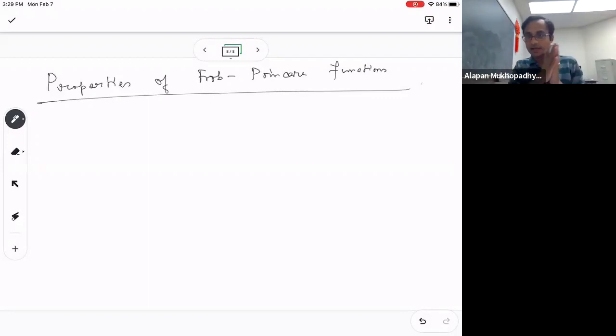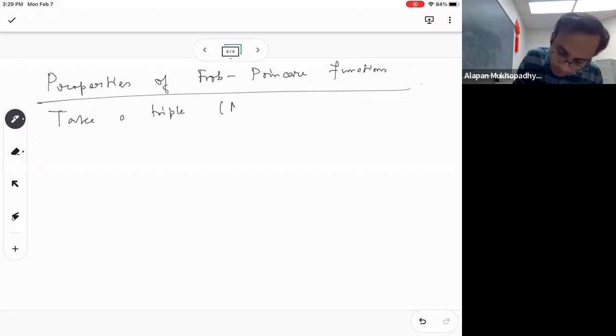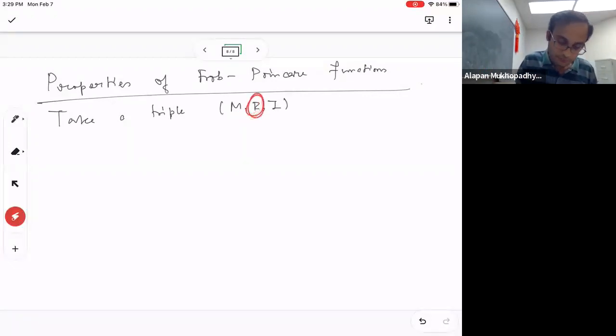Again, my setup is that R is a graded ring and I is a finite colength homogeneous ideal. So take a triple M, R, I. So M is a finitely generated Z-graded module over R.